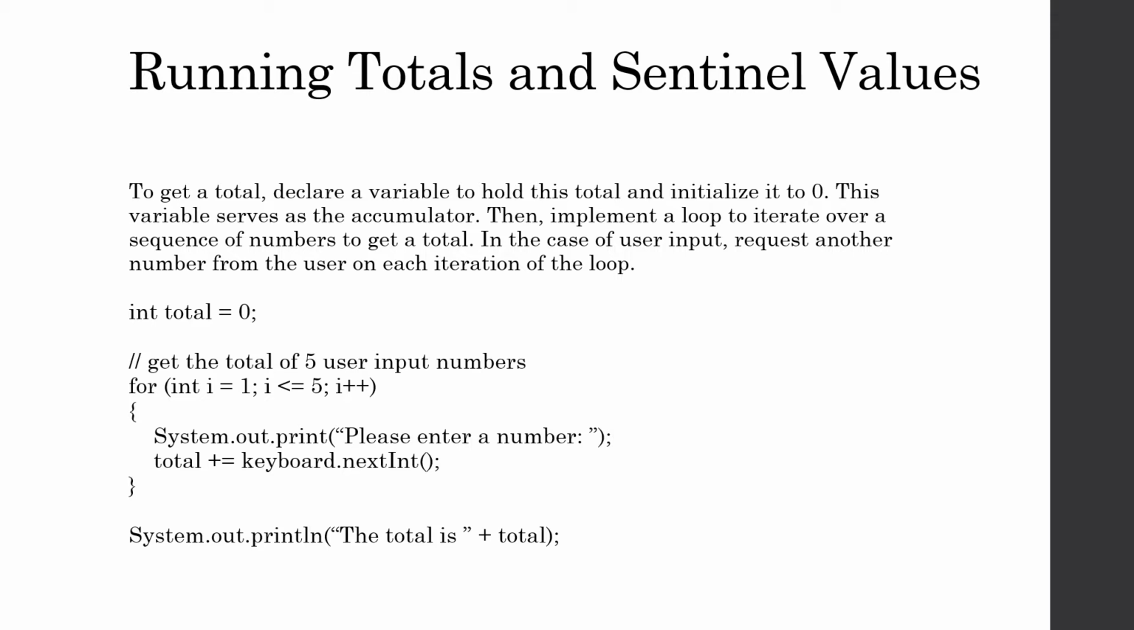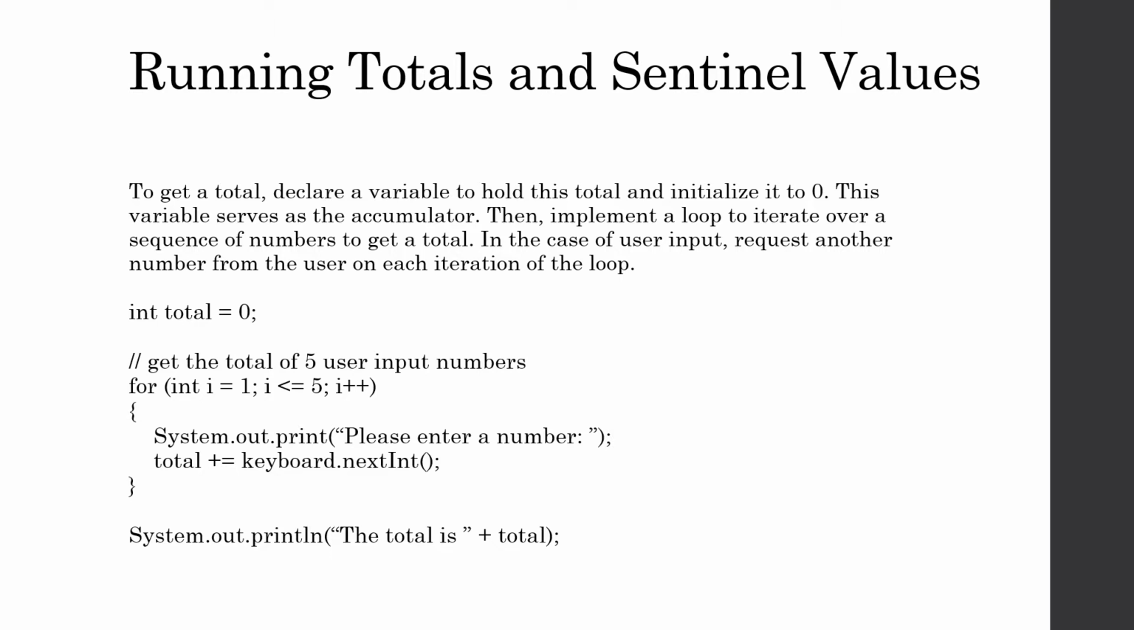So obviously, if you're trying to get a total, before you even started doing any of your counting with any of the items that you're looking at, your total would start at 0. This variable will serve as what is known as the accumulator. So another term that we could use to refer to this by is accumulator. We're then going to implement a loop to iterate over a sequence of numbers to get our total.